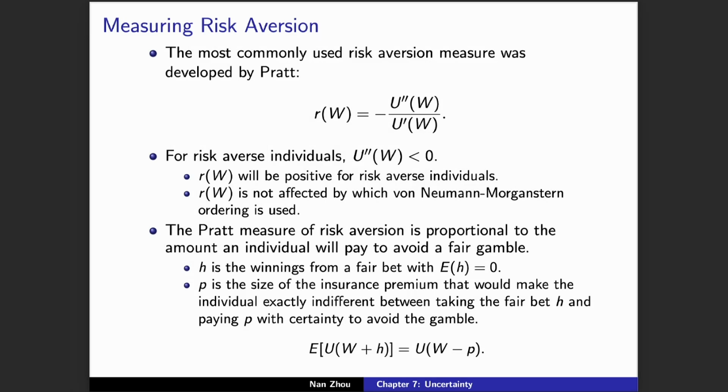Knowing that concave utility functions are going to translate to risk-averse behavior, we can quantify risk aversion by measuring the curvature of the utility function. So this is called the coefficient of absolute risk aversion. The coefficient of absolute risk aversion is given by minus U double prime over U prime.